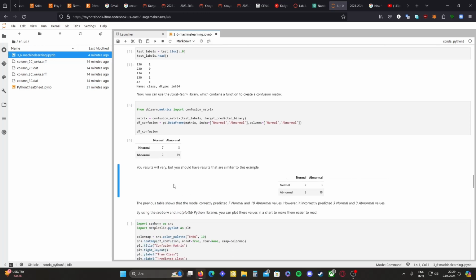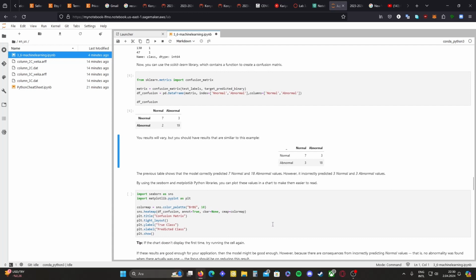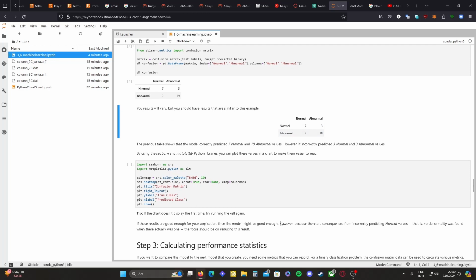Results will vary, but we should have results that are similar to this example. Okay, we are really close to that one. The previous table shows the model correctly predicted 7 normal and 18 abnormal values. However, it incorrectly predicted 3 normal and 3 abnormal. In ours it is 19 and 2.